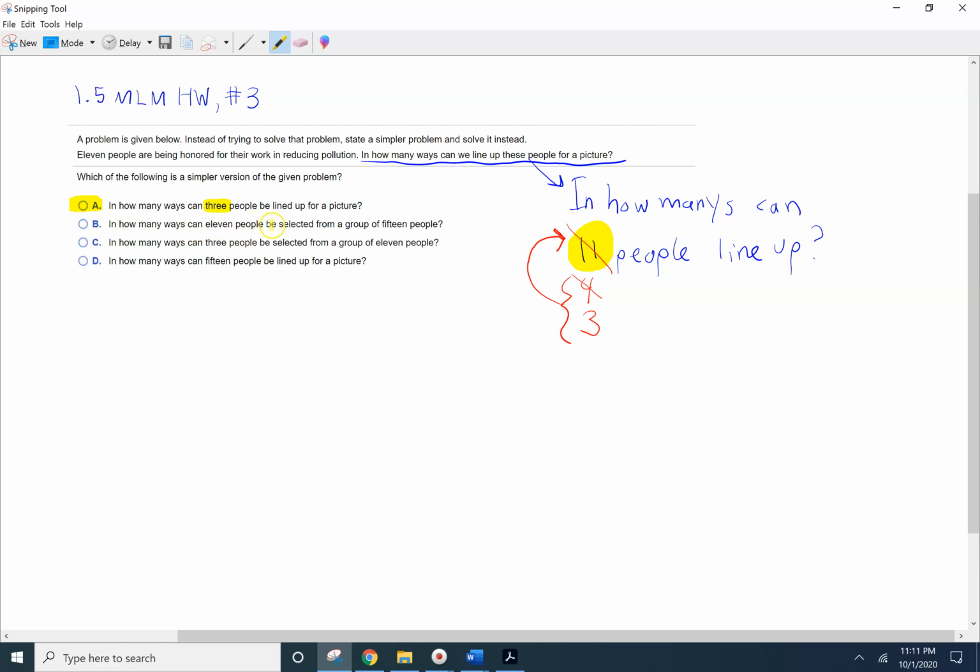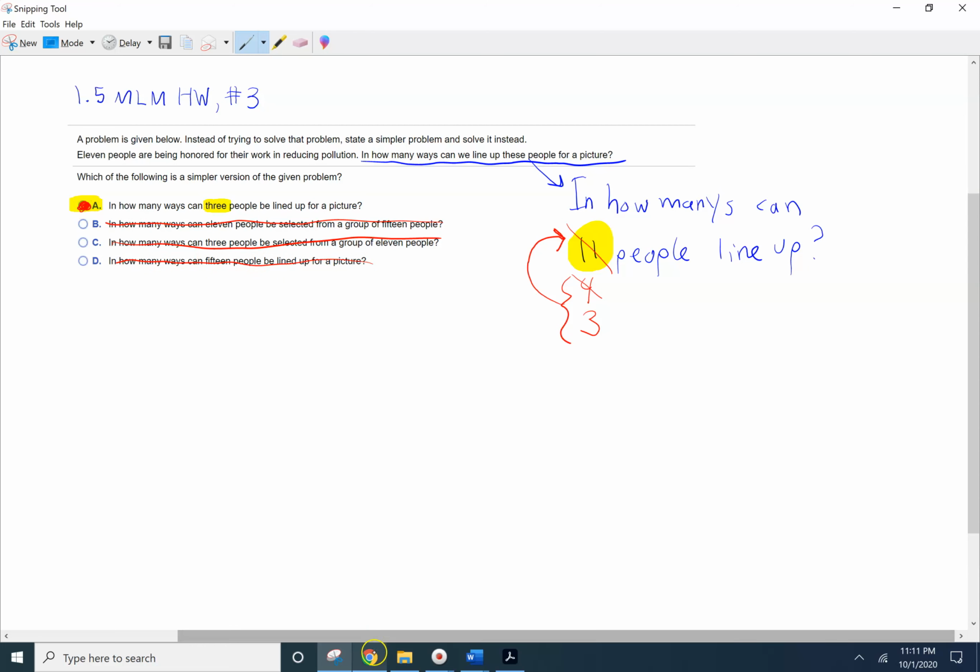In how many ways can 11 people be selected from a group of 15? That's definitely not easier. In how many ways can 3 people be selected from a group of 11? Well, the original one is just saying you have 11 people, line them up. You're not picking those 11 people out of a bigger group. And here we're picking 3 people out of a bigger group, so that doesn't really match the pattern. And how many ways can 15 people be lined up? That's harder than 11, so that's not it. So the answer choice must be A.